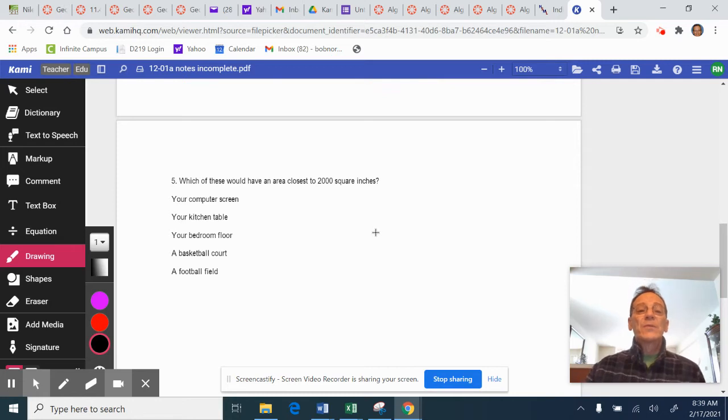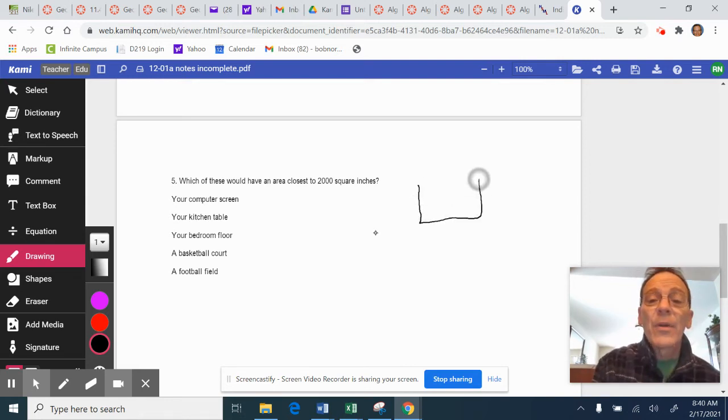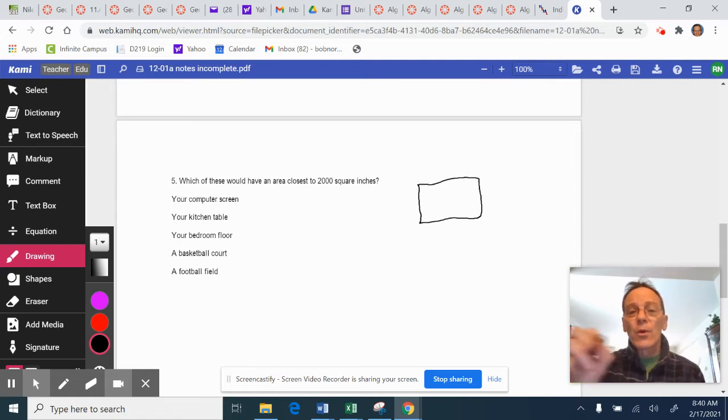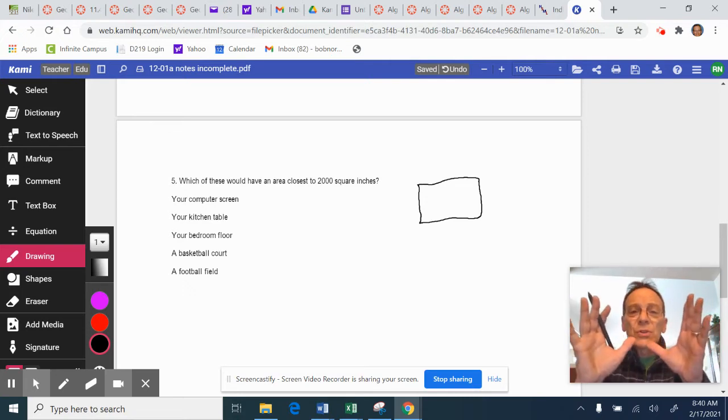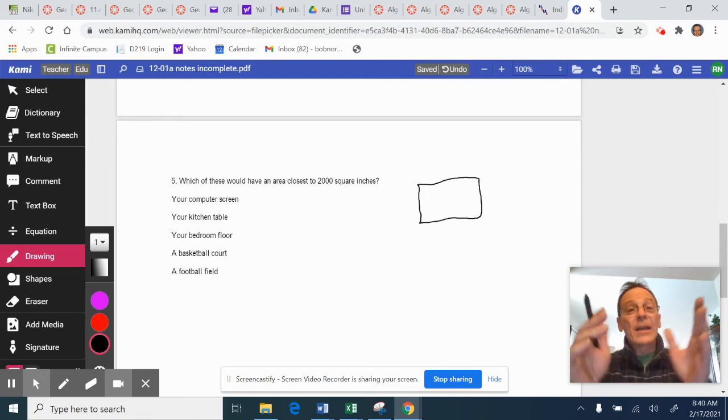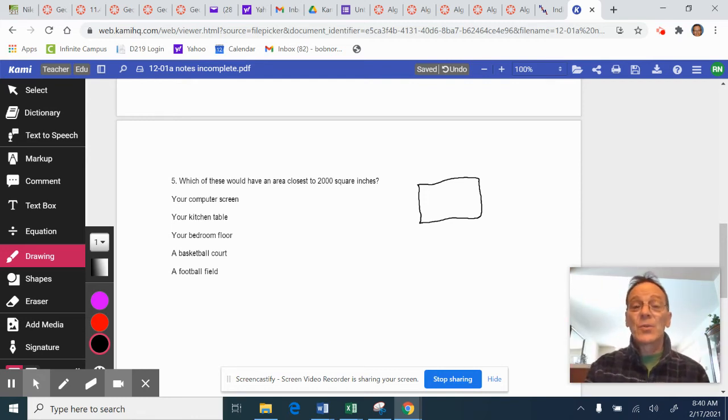Last problem. Which of these would have an area closest to 2,000 square inches? I wonder if you had any idea how to do this problem or what the correct answer would be. Let me give you a strategy for this. Invent a rectangle whose area would be 2,000 square inches, right? Come up with dimensions for a rectangle, and not just any dimensions, but dimensions that would be close to square.